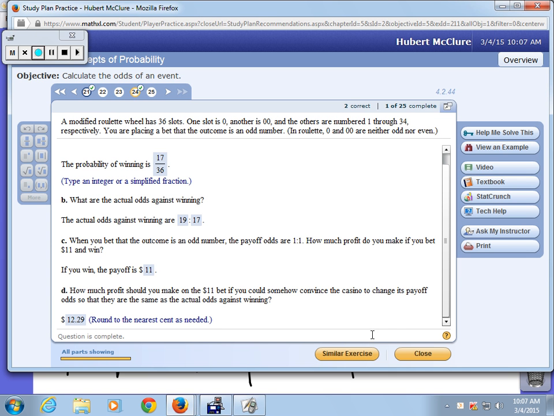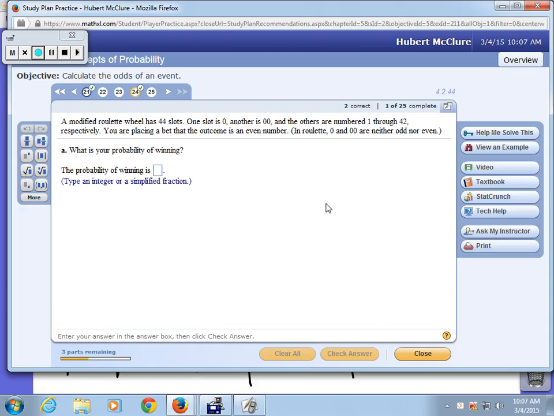So let's do one more so you'll have 2 in your handy dandy notebook. All right, there's number 2. Blow it up a little bit, Dana, please. $44 slots. I'm gonna let y'all do this one.